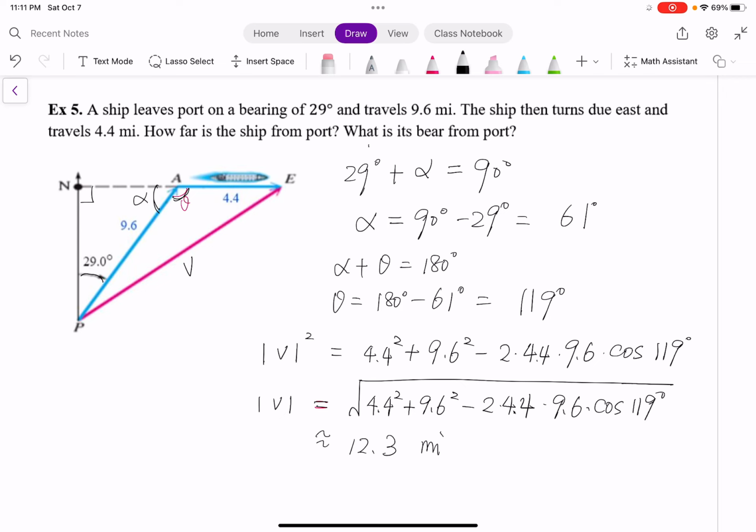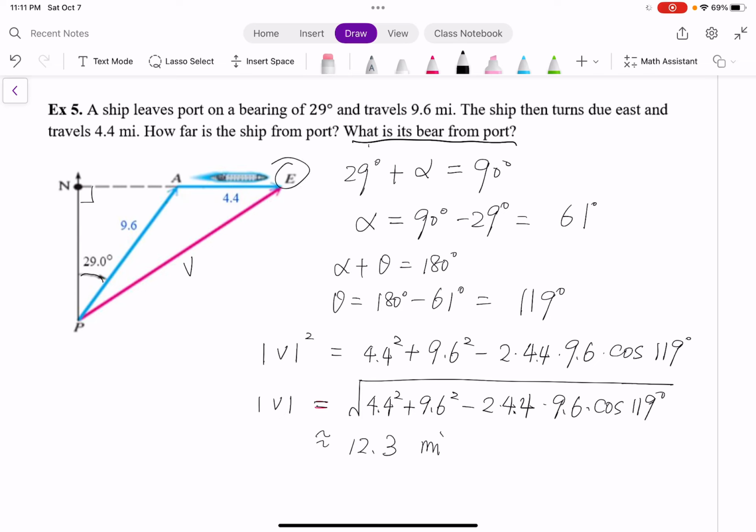And what is the next question? What is the bearing from port? All right, let's see. The bearing from the port for the point E is measured from the north line, and then rotating like this. So I'm looking for the angle here. And how to find that? I know this partial angle is 29. If you can find this angle, I say it is beta, then the sum of 29 and beta is the bearing of the point E.